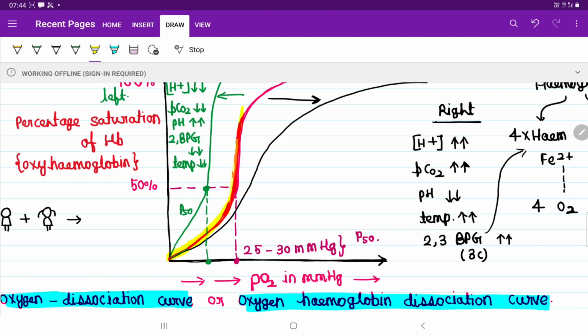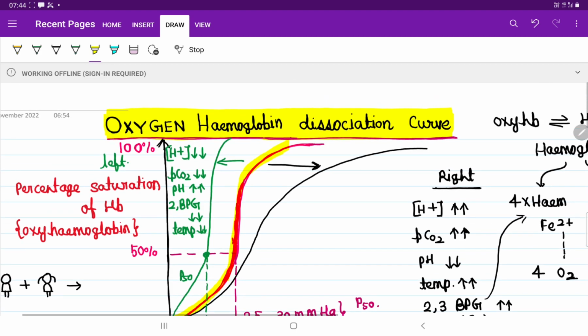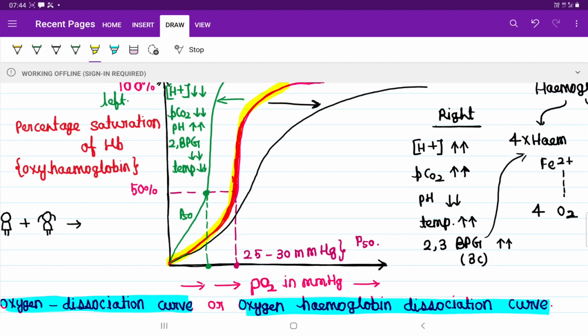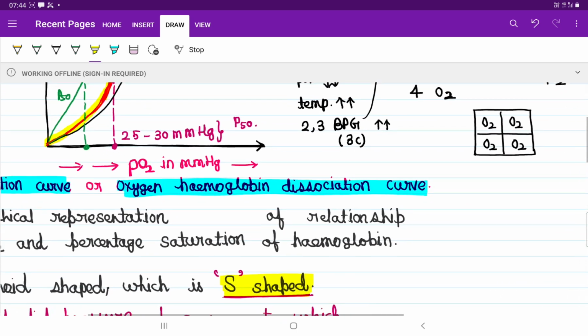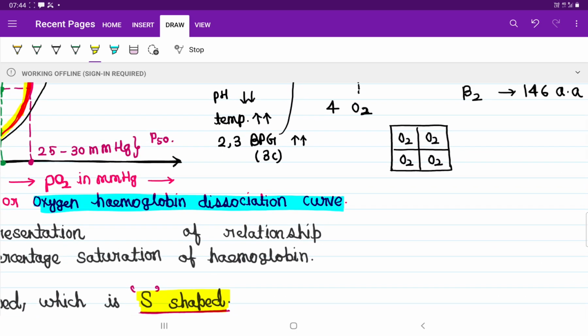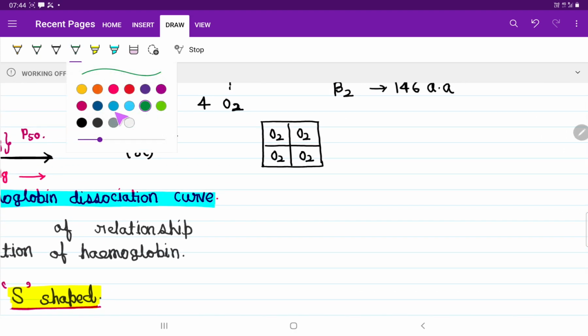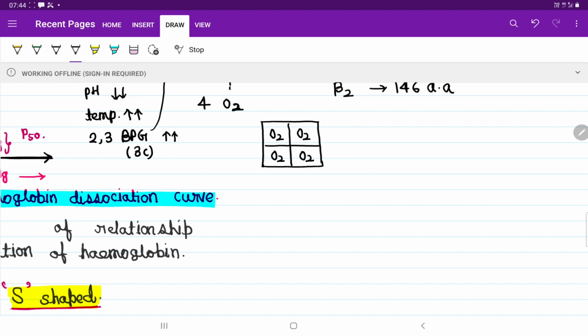The rate of binding of oxygen with hemoglobin booms suddenly, and then at last it comes to a particular saturation point. Actually, this S-shaped curve has a direct relation to the nature of binding of oxygen with the hemoglobin molecule. See here, students, one hemoglobin molecule has 4 heme. That means 4 oxygen have to bind. So this kind of binding is called cooperative binding.